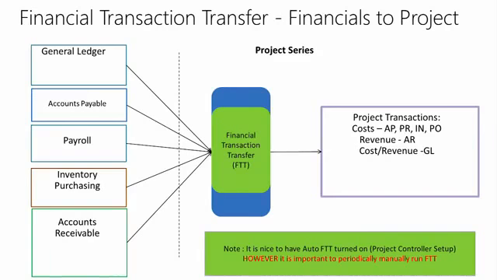Because the faster the project manager can see their costs, the better they're going to be able to manage their projects. So if we look, we can have FTT as a manual process, or we can have it turned on and run automatically. And I'll show you that checkbox on where that can be set up.